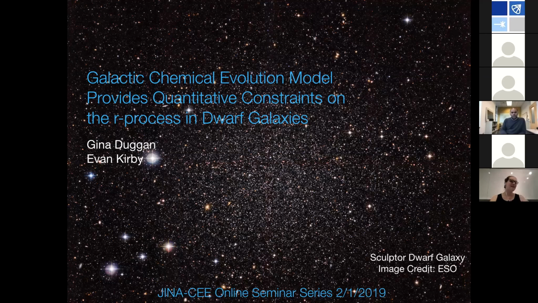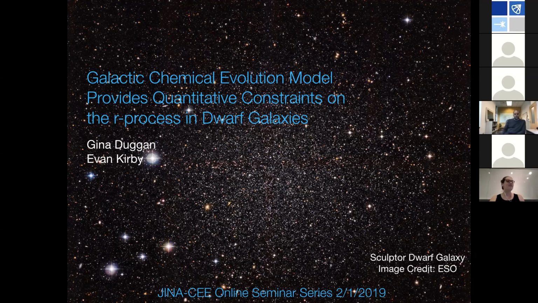In the background of my title slide, I have Sculptor Dwarf Galaxy, which I'll talk about a lot during this talk. And as Mohammed mentioned, the goal is to figure out where the r process is occurring in dwarf galaxies. Specifically, I focus on early times in dwarf galaxies, so before a metallicity of about -1.6.